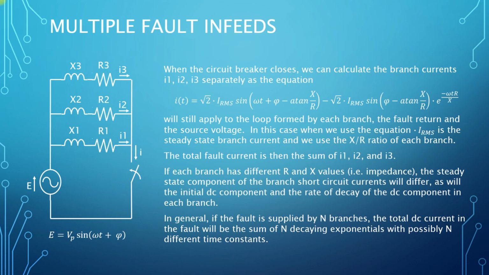Now if these branches all have different X upon R ratios, then the DC component of current in each branch will decay at a different rate, and consequently the DC component of current in the fault will be the sum of these individual decaying exponentials.